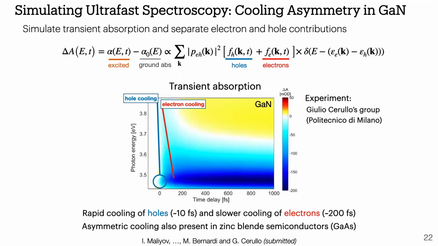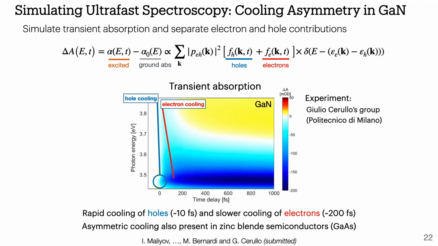In particular, recently we have also modeled the transient absorption. Now there's a whole set of tools inside Perturbo that you can use. We're starting from the time-dependent electron and hole populations. You can model a number of ultra-fast spectroscopies.